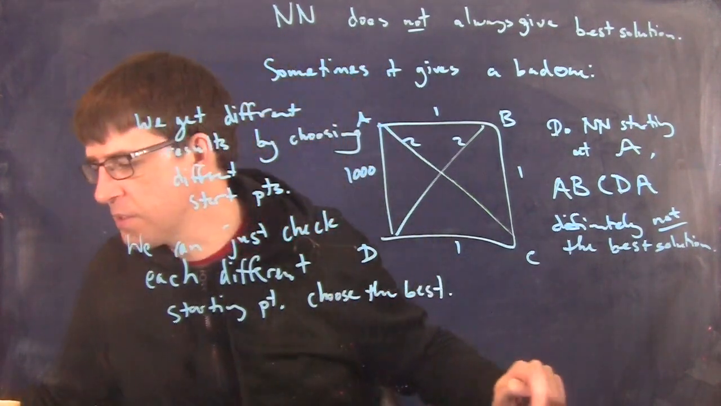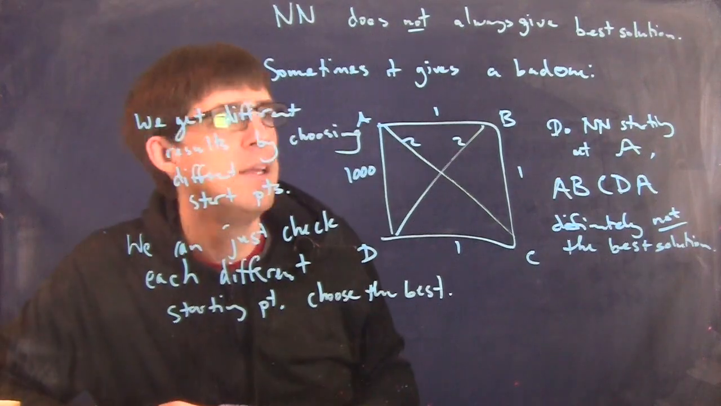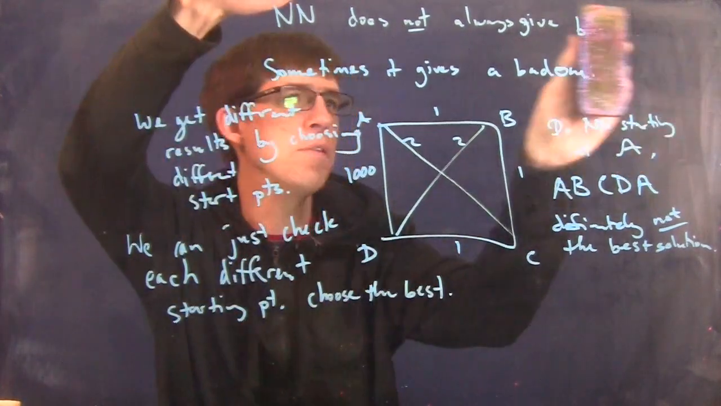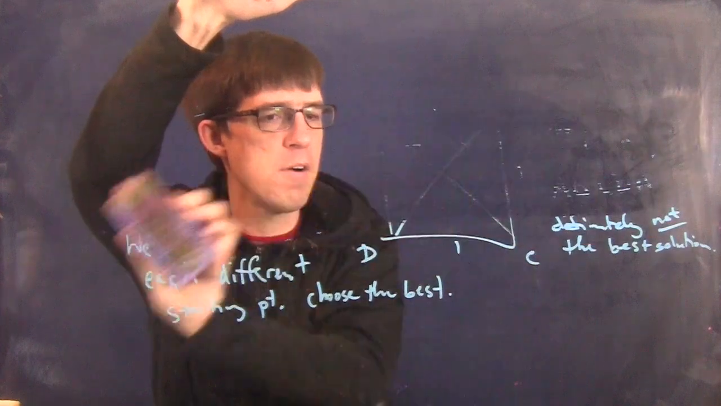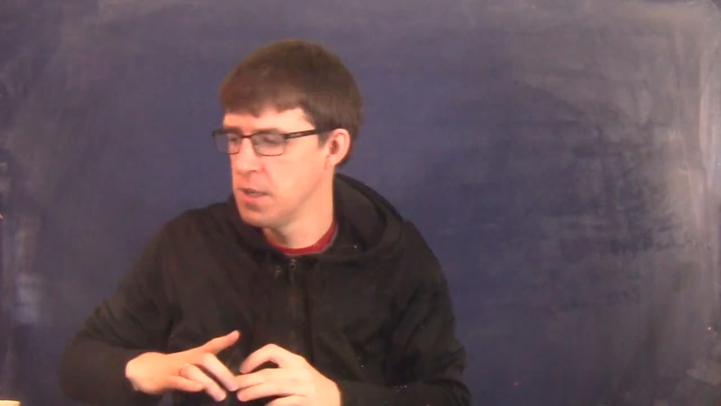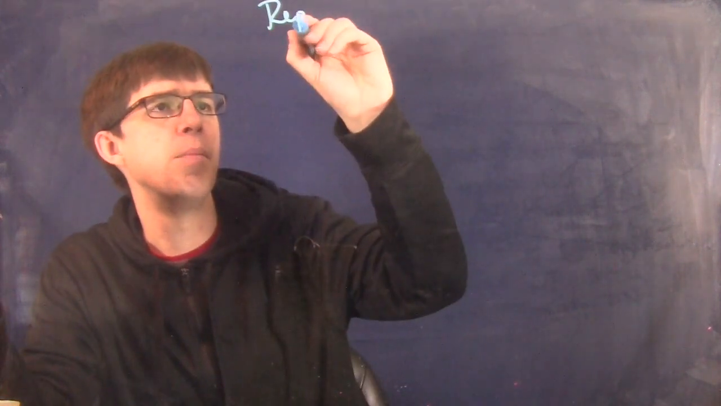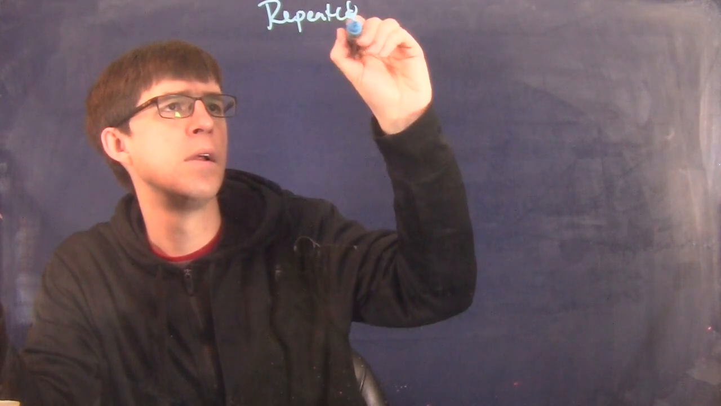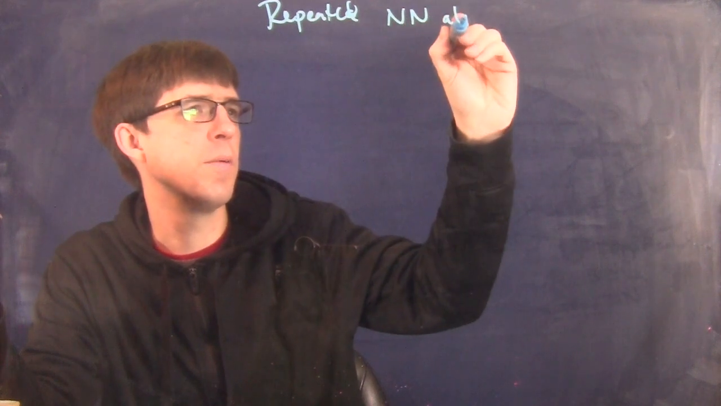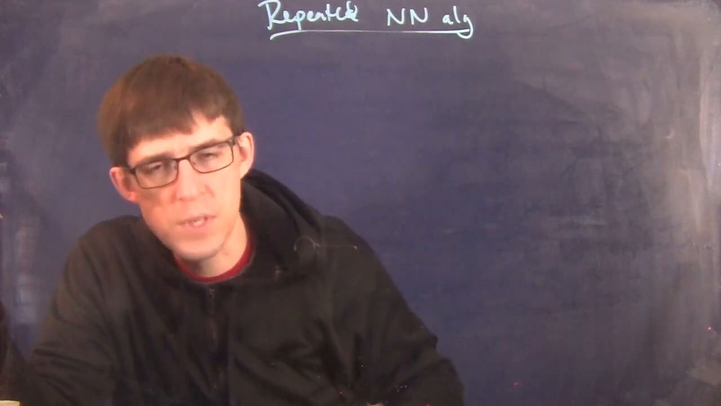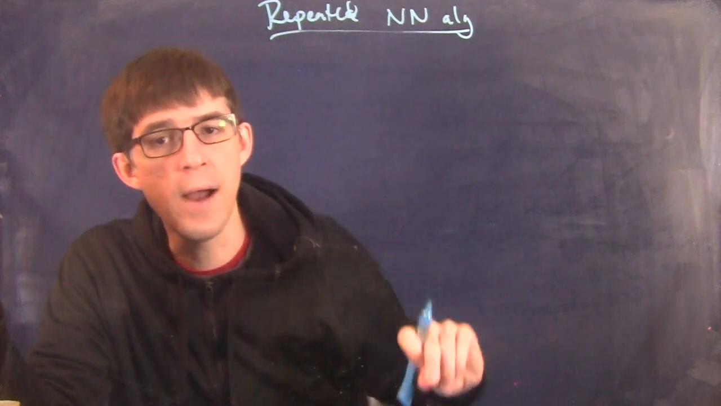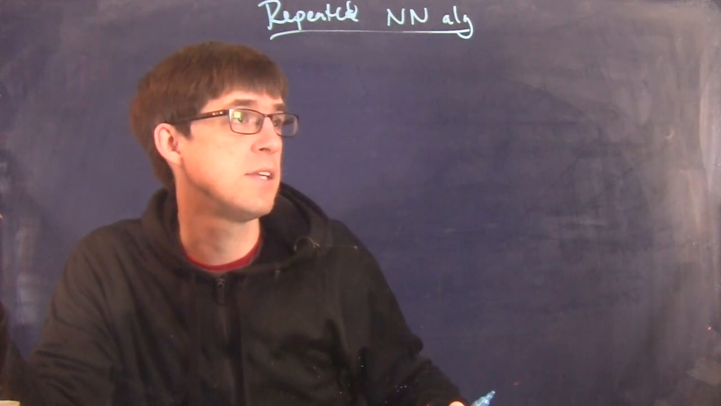There's a name for that. This is called the repeated nearest neighbor algorithm, or the repetitive nearest neighbor algorithm. It is kind of repetitive. You're doing the same thing over and over again, just using different starting points. You simply choose every different starting point, work it out, and then figure out which one was the best out of all of those.